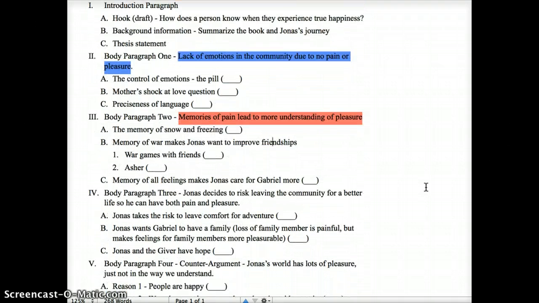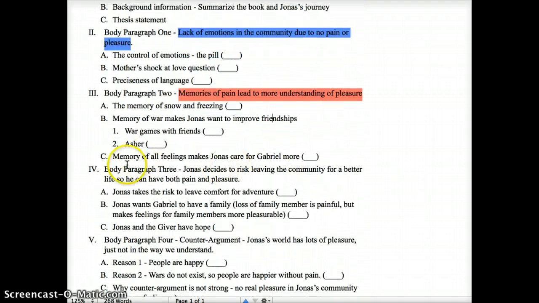And my 3rd example is that the memory of all of the feelings makes Jonas care for Gabriel more. So again, the memory of pain makes him want to protect Gabriel, etc. So I would have my page number there as well.